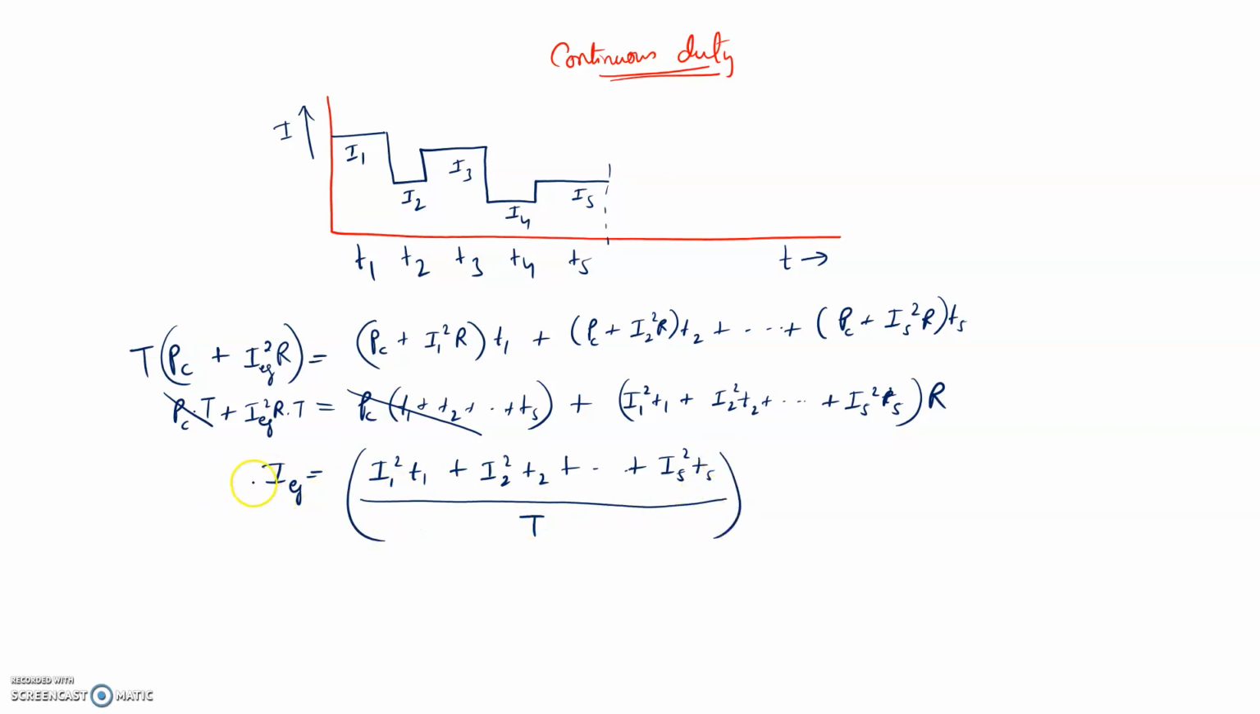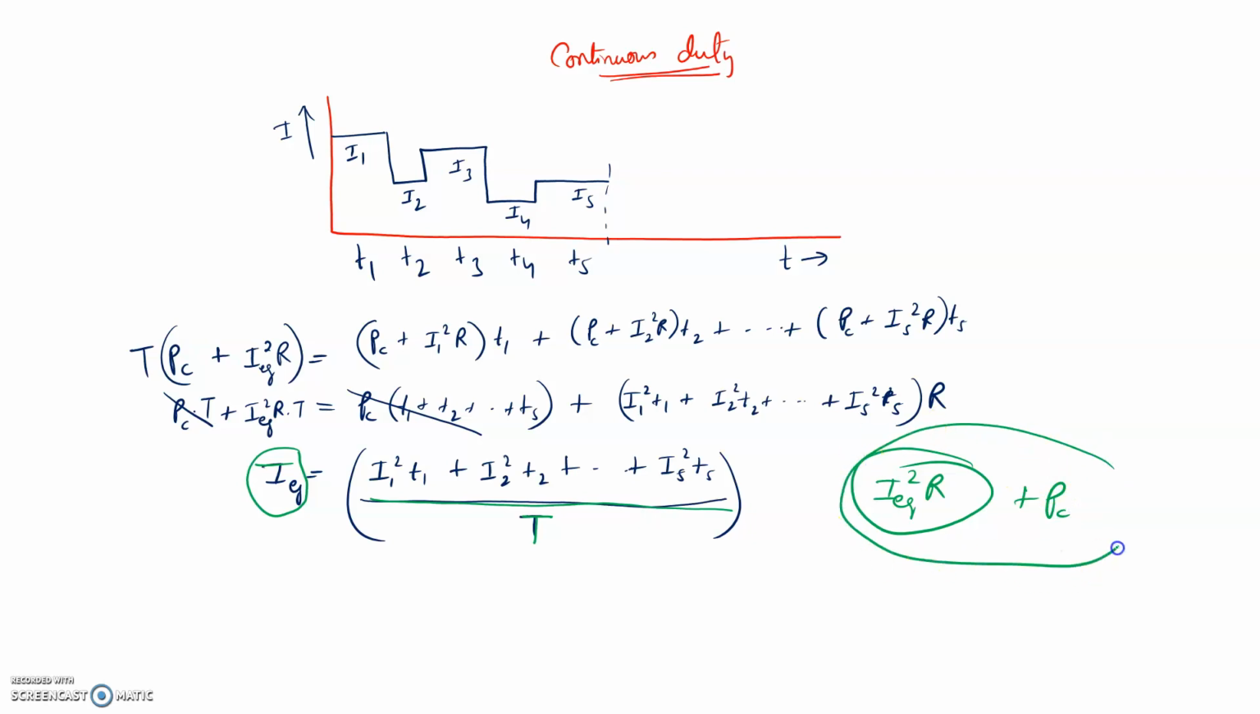So this is how I can find the equivalent I. The conclusion here is that in a continuous load we can calculate the equivalent current with the individual current squared, multiplied by the time for which it is applied, and divided by the total time of running. Once I know the equivalent current, I can find the equivalent current squared into R. This is the copper loss, and with the core loss rating, these two give me the power rating required.